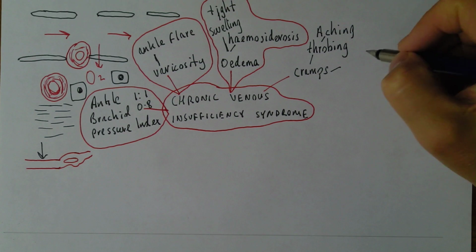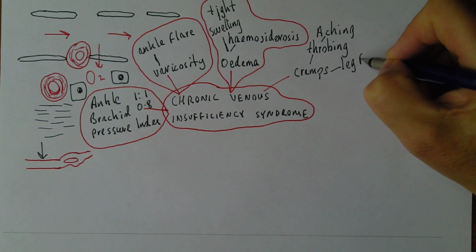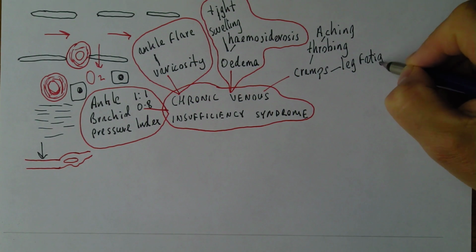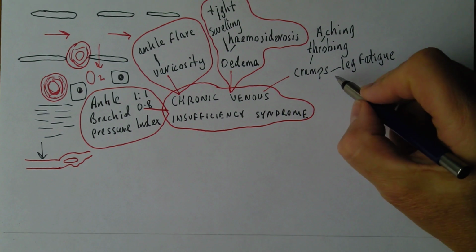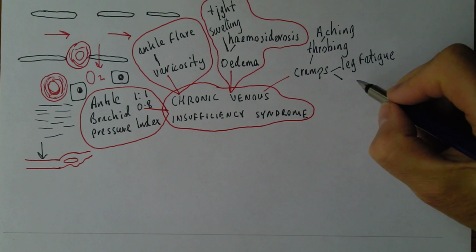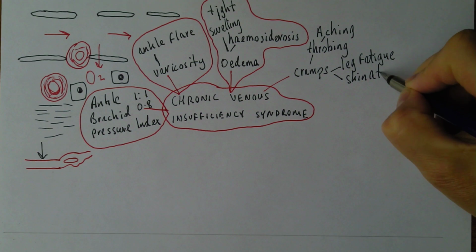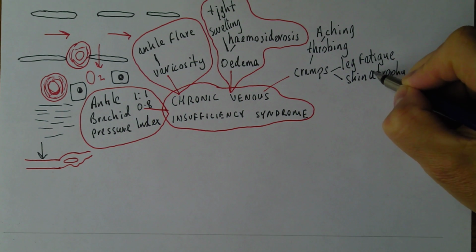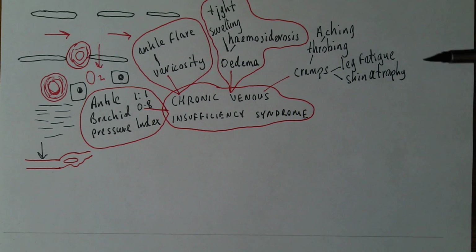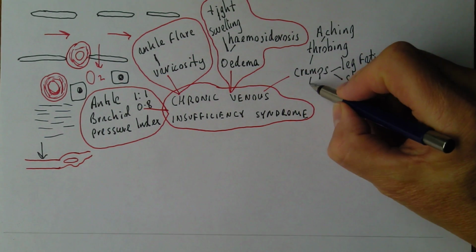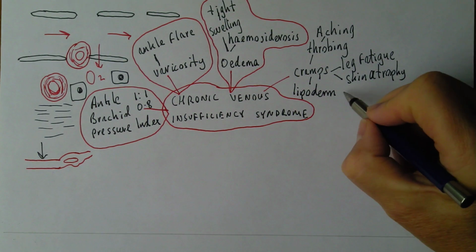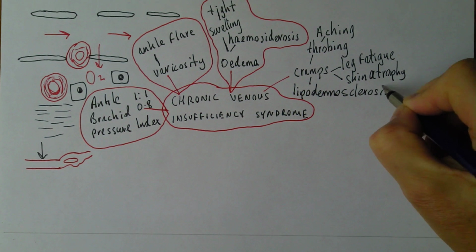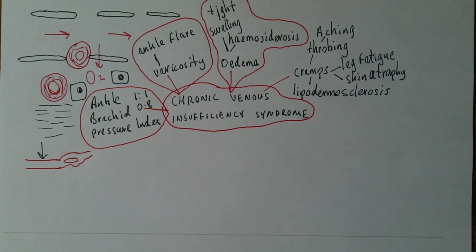And as well as that, you're going to get leg fatigue. The patients complain that their legs feel tired. And the reduced blood supply means that the skin is less viable. So we get skin atrophy. Atrophy just means a deterioration of. So the quality of the skin is reduced. There's atrophy of the skin. And over time, this can result in lipodermosclerosis. Now, some people call it lipodermatosclerosis.